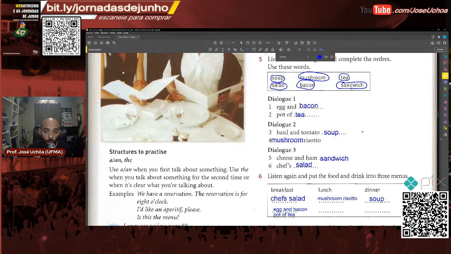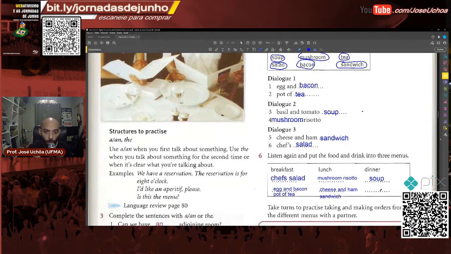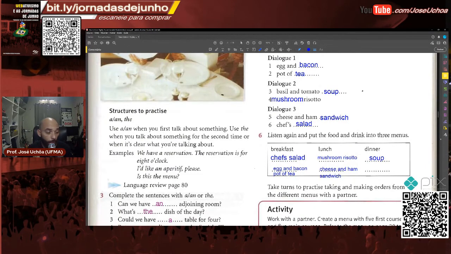And finally, the sandwich. As you know, Americans normally don't have lunch. They have a sandwich instead. Okay, I know it's strange in our culture, but they would have a sandwich. In this case, a cheese and ham sandwich. At lunch. Okay. Let's listen to the audio again to confirm, okay? We need to confirm this resolution. But it's culturally like this. Let's listen to it.